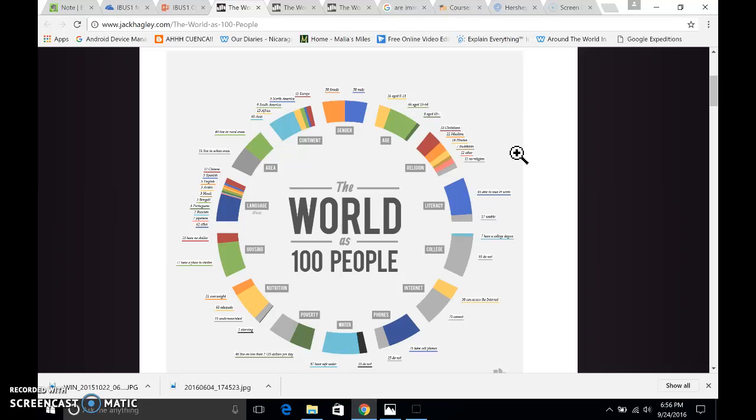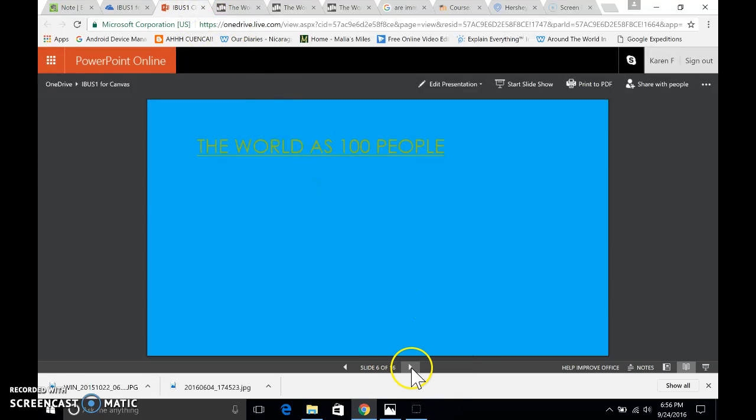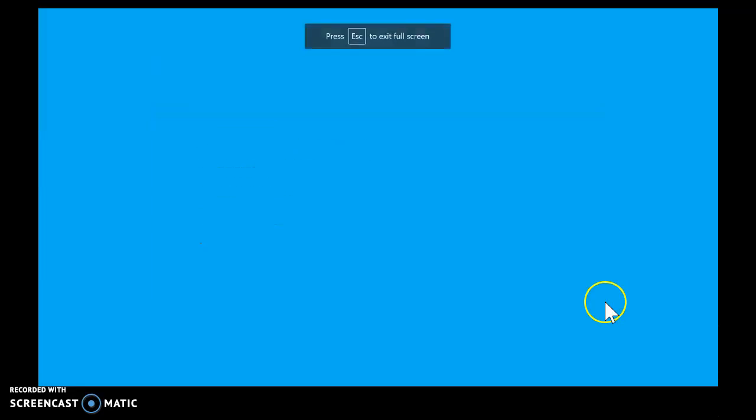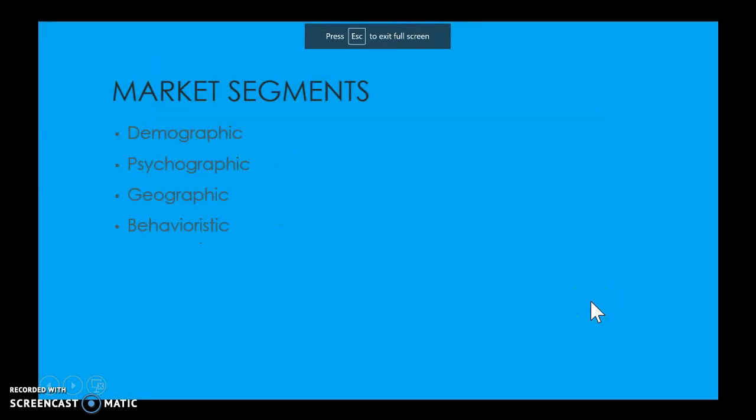As I said, it's a really interesting graphic and something really interesting to think about. Perhaps you want to explore it a bit further. But let's look at the most common ways of segmenting markets. Those are demographic, psychographic, geographic, and behavioristic.